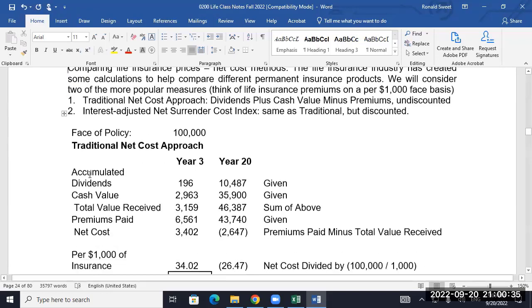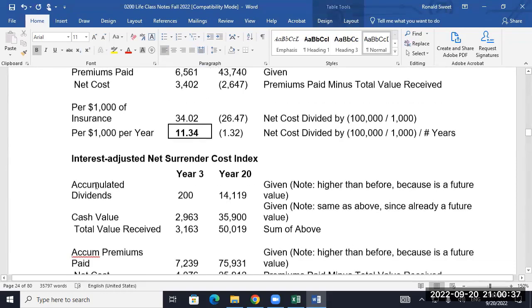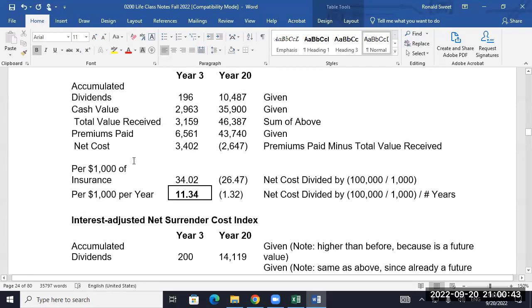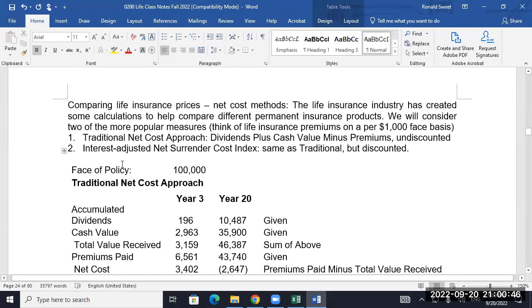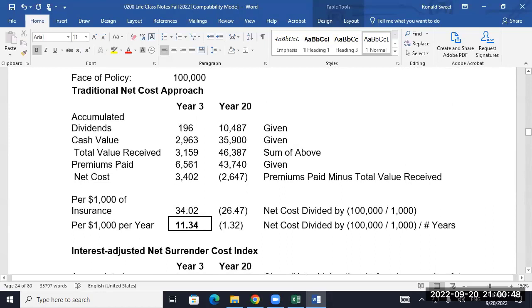It has two approaches. One's called a net cost approach, and then the interest adjusted. The interest adjusted really is the only one that makes any sense, especially if you're doing something over 20, 30 years. But let's just do an example just so you can see, because these are reported in the press, and it's not a bad way to compare two companies.